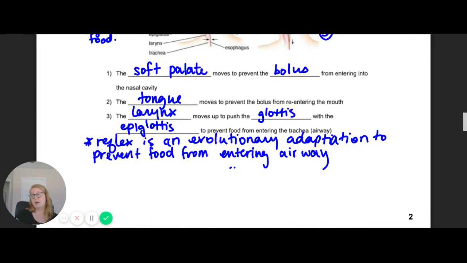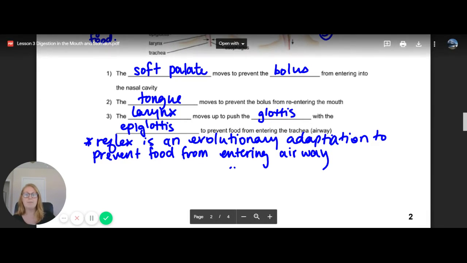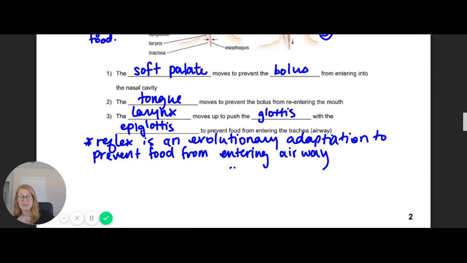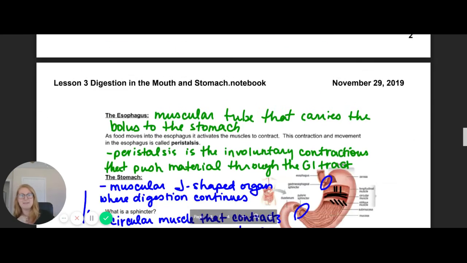I mention right here, because we're always thinking about evolution and how things are advantageous, having a reflex like this, it's an adaptation which prevents food from entering our airway. So again, if food were able to enter there easily, that could cause lots of death, right? Because that's a blockage of the airway, which is super important. So this reflex, as I was saying, is actually an adaptation. It's advantageous to us to have this reflex.